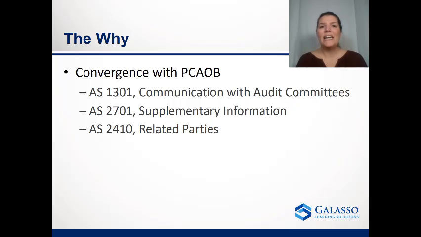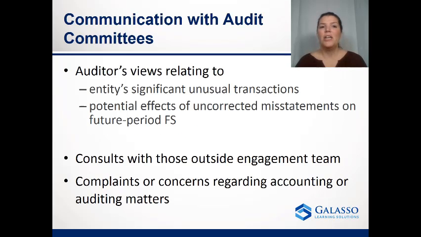Now, ultimately, the ASB looked at this and said AS 2701 really doesn't apply to the people who use our standards. Remember, the PCAOB covers SEC entities as well as broker-dealers, and that was really aimed at broker-dealers, so they decided that AS 2701 wasn't something they were going to deal with in terms of convergence, but they did want to take a look at communication with audit committees and the related party options. So let's start with the communication with audit committees.